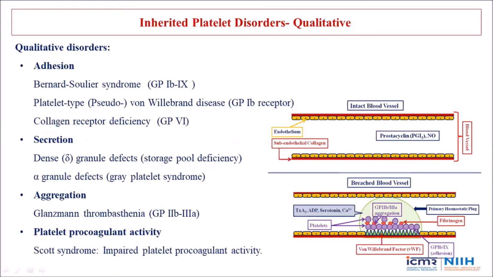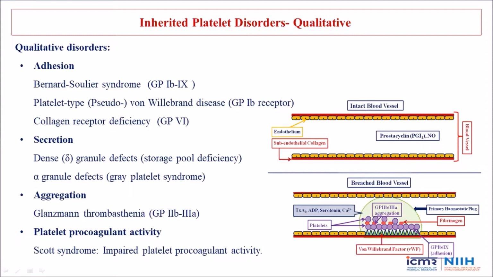Disorders of adhesion include Bernard-Soulier syndrome, that is the receptor deficiency of GP1B9, which binds to von Willebrand factor. There you can have a problem with the adhesion. Then platelet type or pseudo von Willebrand disease, where there is a gain of function mutation in the GP1B again, because of which there is clearance of the von Willebrand factor. So that also is a problem of adhesion. And then the collagen receptor deficiency, that is the GP6 or other collagen receptor deficiency. Now these are the defects of adhesion.